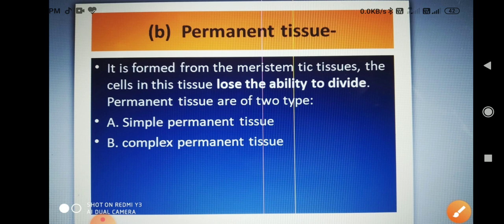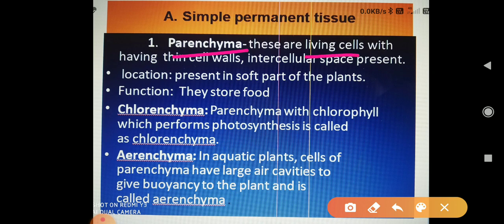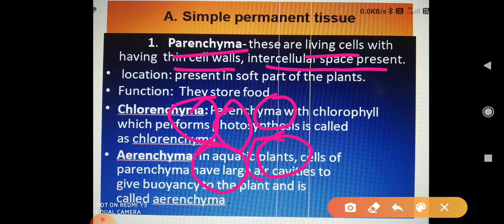Okay, now see, simple permanent tissue. The first is the parenchyma. See the characteristics of parenchyma. These are living cells with thin cell walls, and intercellular spaces are present. Now see, the structure of the cells is like this. These are rounded and have intercellular spaces between them. You can see this space here, and here also a space is there. This is called intercellular spaces.